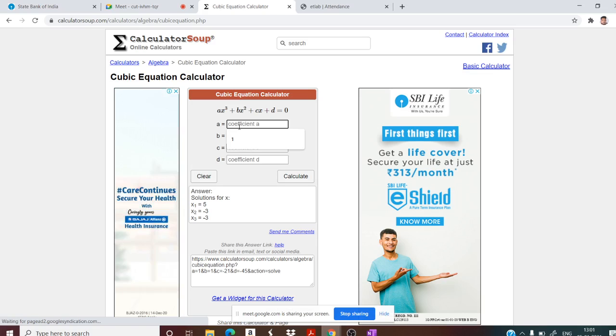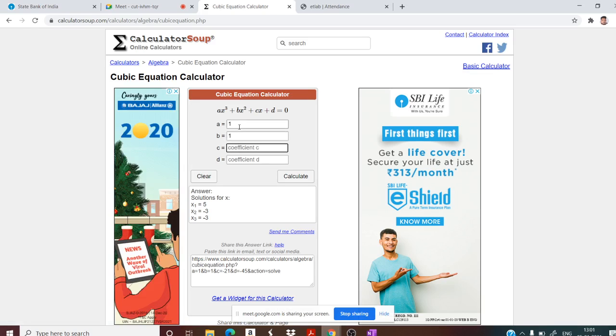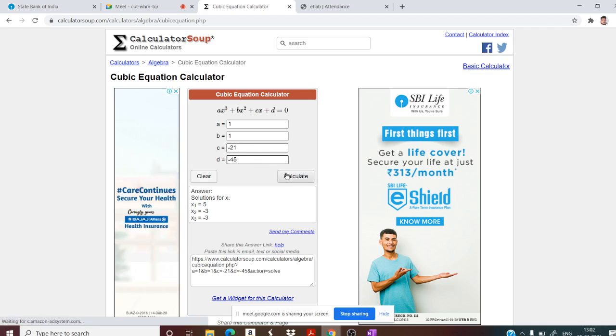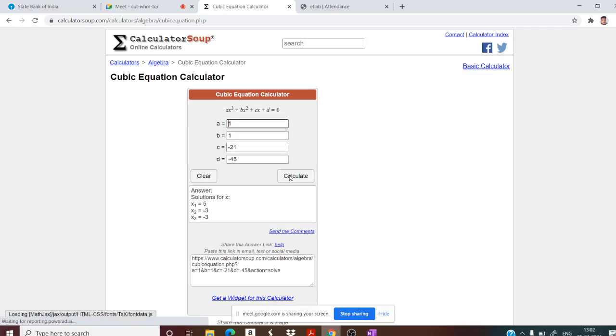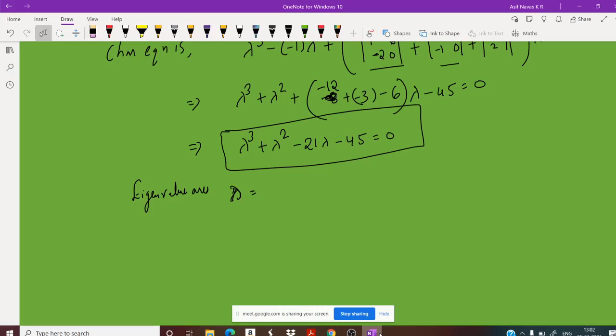So, the first coefficient is 1, 1, and here the third coefficient is minus 21, and the fourth coefficient is minus 45. So if you calculate this, you will get the answer as roots are 5, minus 3, minus 3. So what are the eigenvalues? 5, minus 3, minus 3. Okay, have you got it? So you can use a calculator.